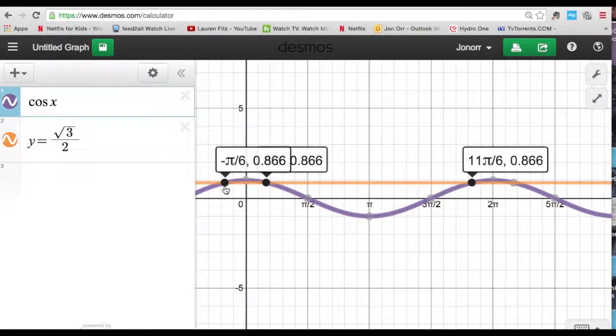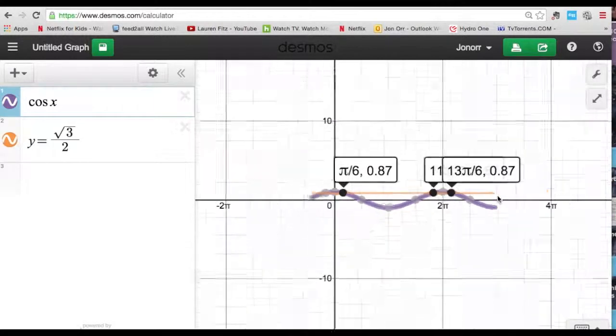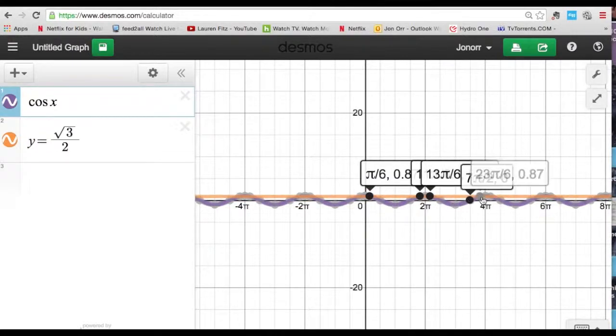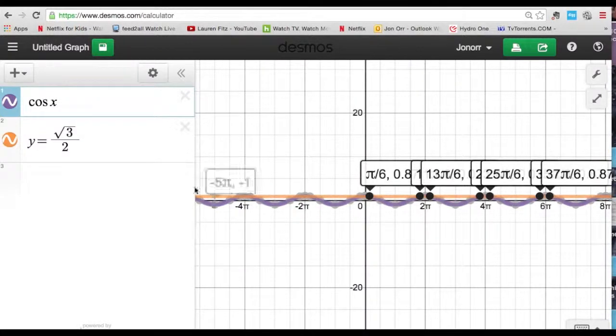Notice back here, there's my minus pi over 6. Past 2 pi, I'm looking at just a period plus each of these. So 2 pi plus that is that, and 2 pi plus that is that. I could look out and I've got an unlimited amount of answers where this is true, an unlimited amount of angles whose cos is root 3 over 2.